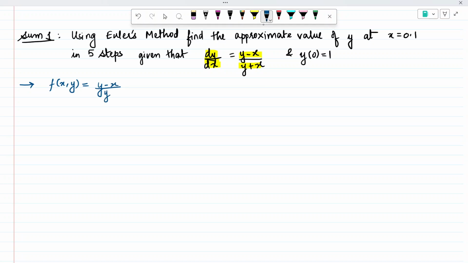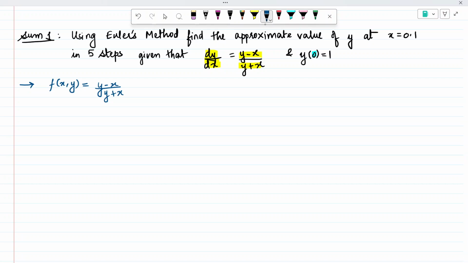I hope no one is confused. The right hand side of dy by dx is equal to is your f of x comma y. Okay, dy by dx is equal to whatever comes, you will call it f of x comma y. So f of x comma y is equal to (y minus x) divided by (y plus x). Okay. The next thing which is given to you is y of 0 is equal to 1. y of 0 is equal to 1.